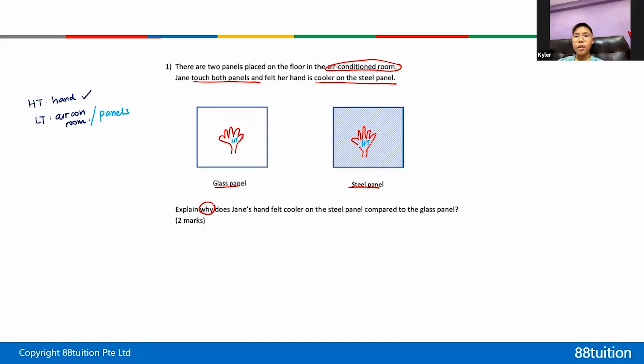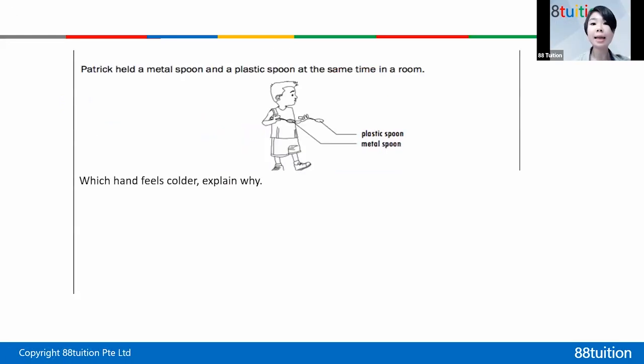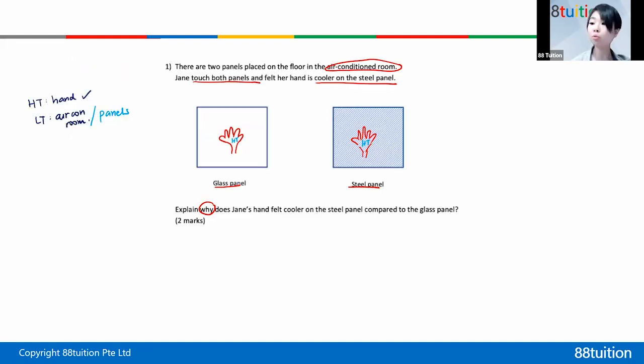The panels. Good. I don't know why, Viola and Li Ling, you think the region of lower temperature is the aircon room. In relation to the question, her hands are touching the panels. Viola and Li Ling, is that correct? So in relation to this question, the area of lower temperature is the panels. Very good, Raphael and Kyla. So this is the region of lower temperature.